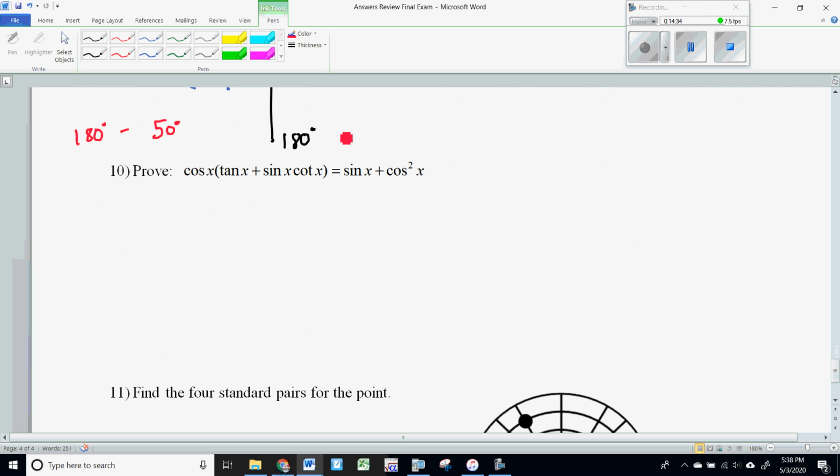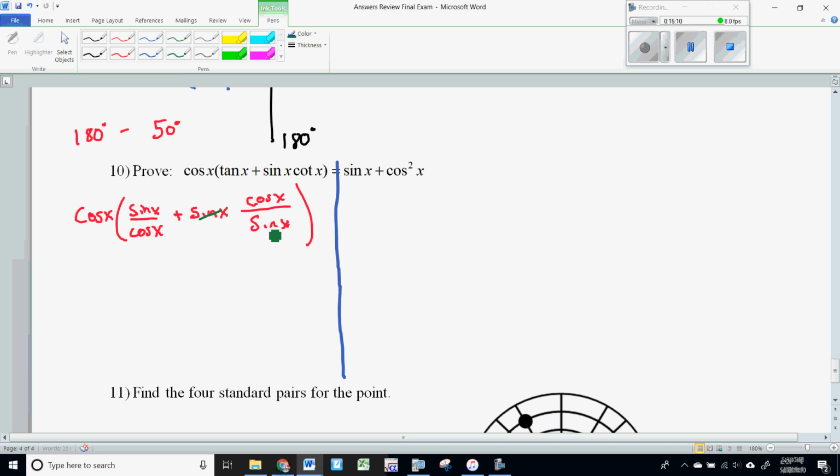Verifying or proving a trig identity. The first thing we want to do is, remember, you want to think about working on one side and one side only, using our fundamental trig identities. So in this case, we're converting everything over to sine and cosine, so I'm just going to rewrite this with sine and cosine. Tangent is sine over cosine, plus sine. Cotangent is cosine over sine.